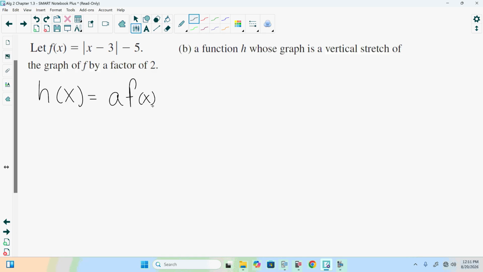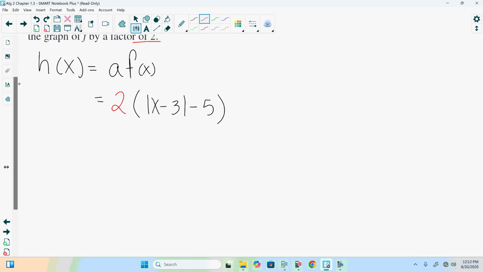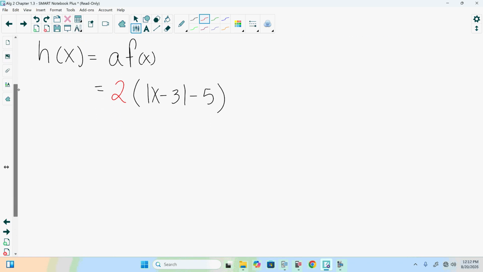Now our vertical stretch or shrink is a times f of x, where a is the amount that we stretch or shrink the function by. Now for this one here, they told us a is what? So we'll replace a with 2. And we can also replace f of x with its function, absolute value of x minus 3 minus 5. Questions on how we got here? Last thing we need to do is simplify.